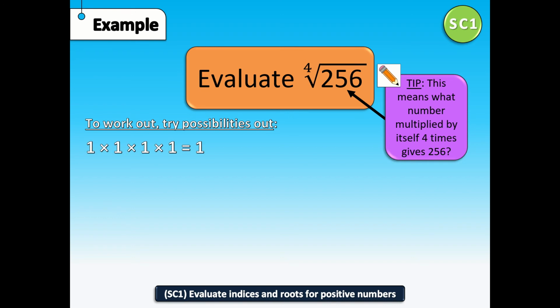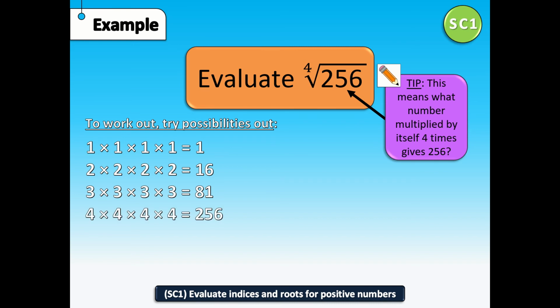So 1 times by itself 4 times is just 1. 2 times by itself 4 times is 16. 3 times by itself 4 times is 81. And 4 times by itself 4 times is 256. So the answer is 4. In this case, the answer can also be minus 4, because you times them by itself 4 times, which means it'll come back to a positive number.